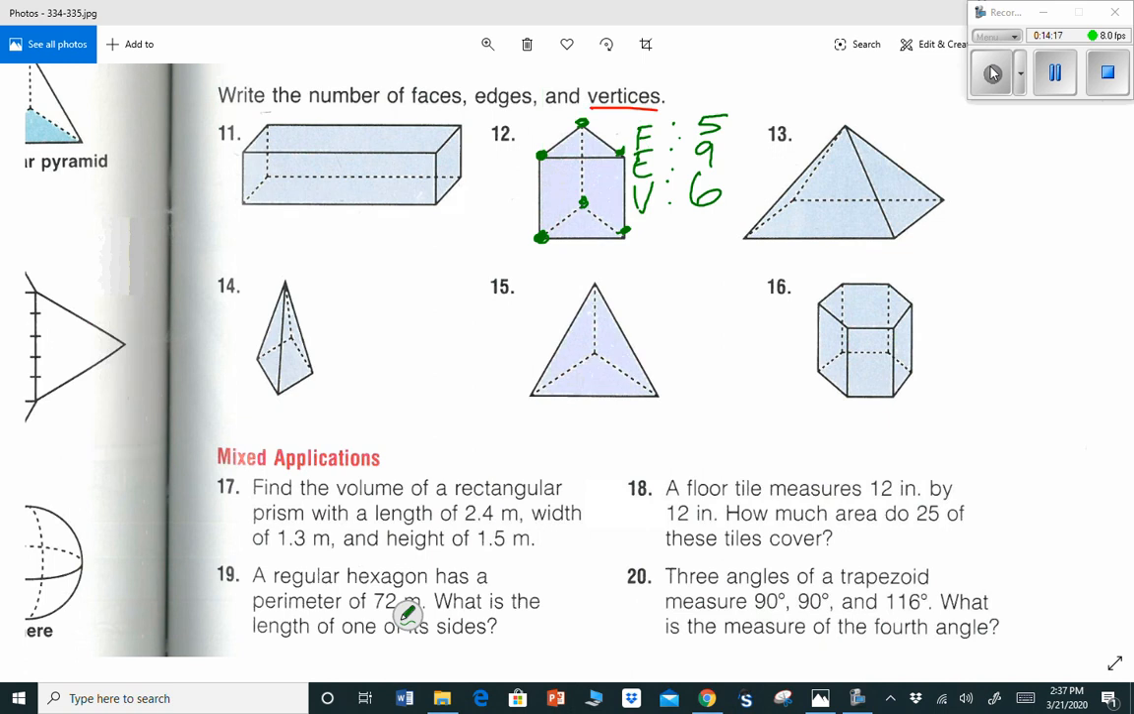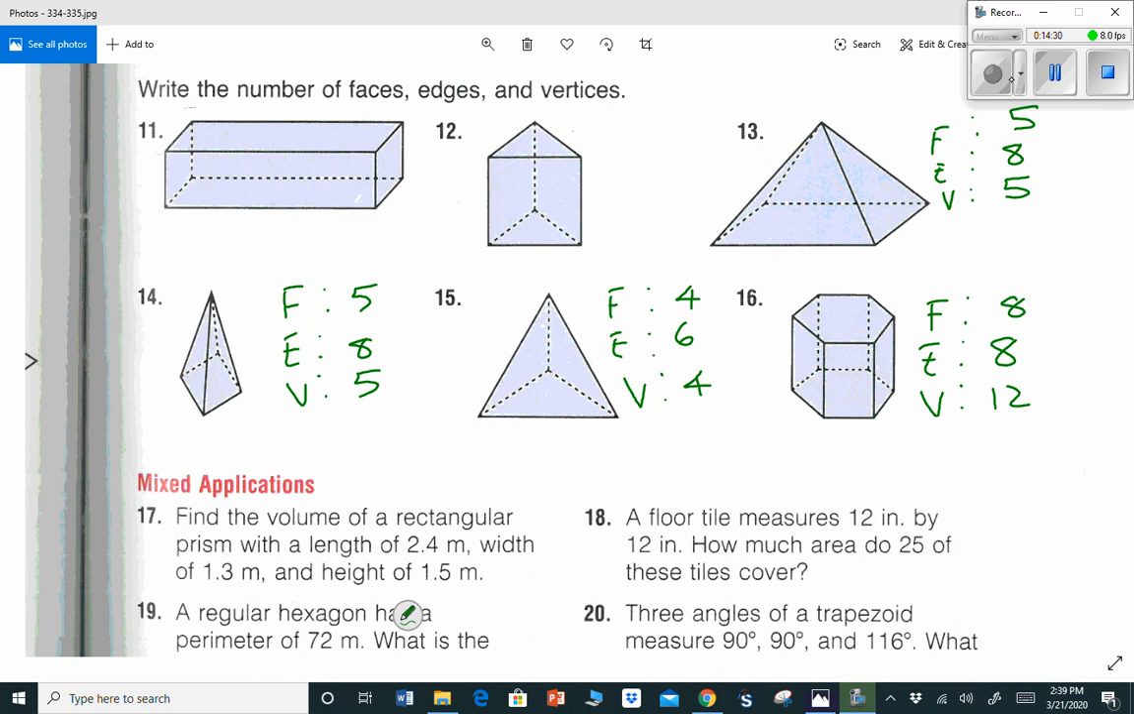Okay, you go ahead and try 13, 14, 15, and 16, and turn the video off, and then when you've got your answers, turn the video back on to check. Okay, number 13 is a square pyramid, 5 faces, 8 edges, 5 vertices. Number 14 is also a square pyramid, and so it's got the same answers, 5, 8, and 5.